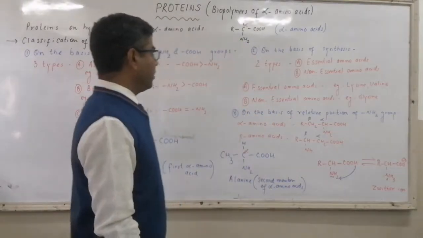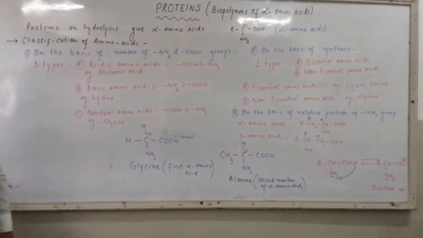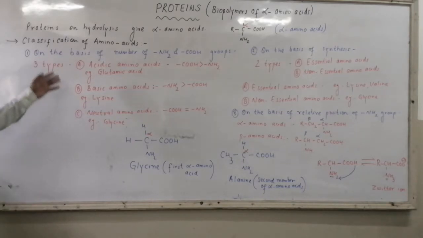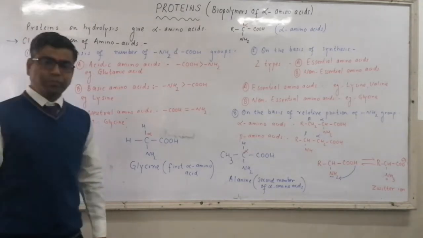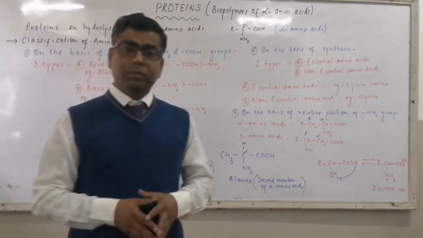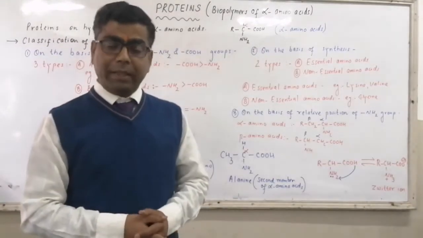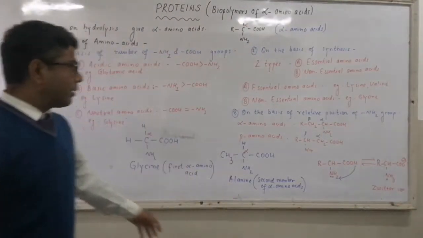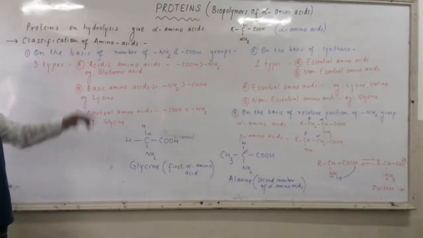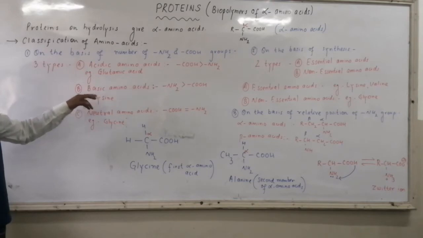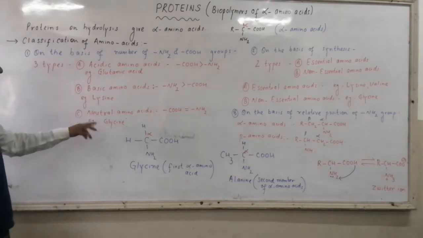Now then comes their classification. So here is the classification of amino acids. There are two types of classification of amino acids. Number one, on the basis of number of NH2 and COOH groups present. How many NH2 groups and C double bond OH groups are there? Based on this, the amino acids are classified into three types: acidic amino acids, second one is your basic amino acids, and third one is your neutral amino acids.